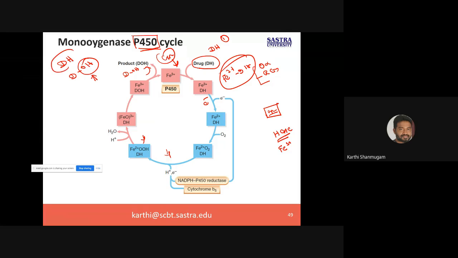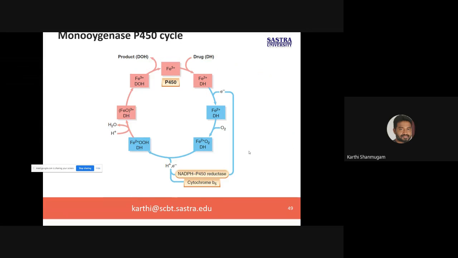So initially the drug molecule is considered more soluble in lipid. Now because of the addition of this OH group, the drug molecule is converted into a more polar form, and it can easily dissolve in any aqueous solvent. This cycle is an example of how a non-polar drug molecule is converted into a polar drug molecule which can easily be excreted from the system. Is it understandable? Yes, sir. Okay, so this cycle is very important from the examination point, called the monooxygenase P450 cycle.